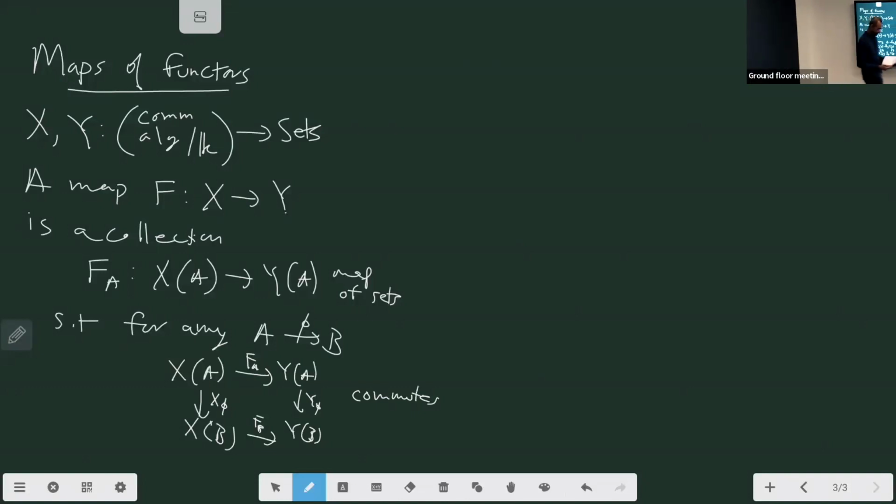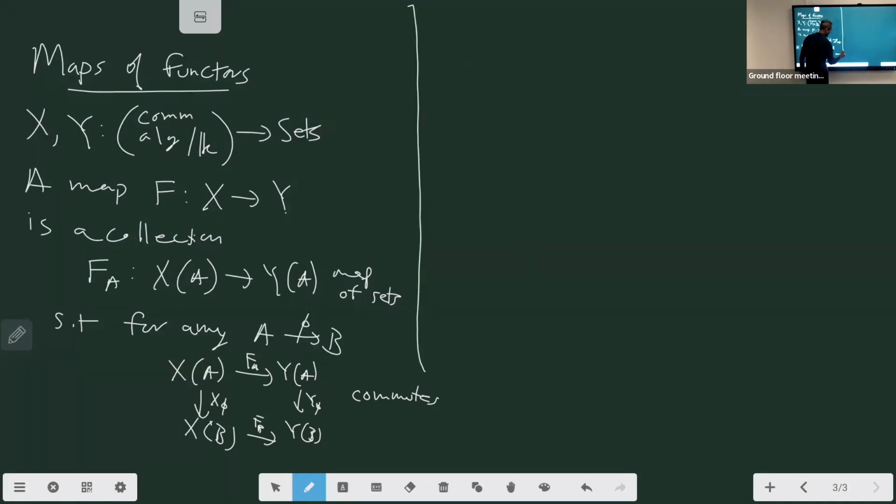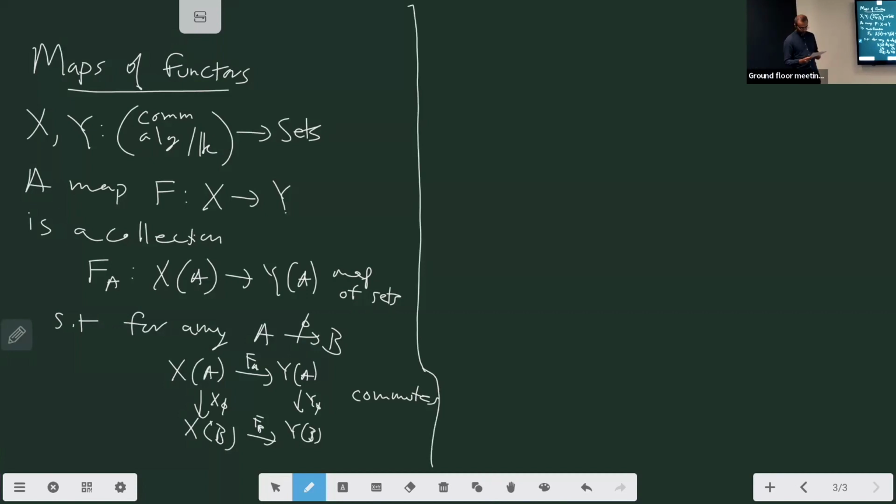Okay, so these are what the maps between things are. So we'd like to know what maps between affine schemes are, for example. That's the first question that comes to mind. So let's try to answer that question.